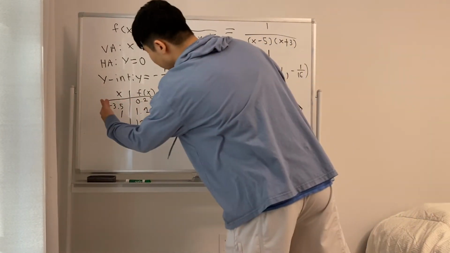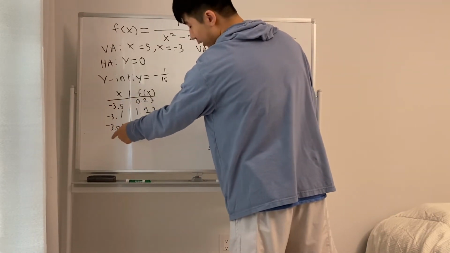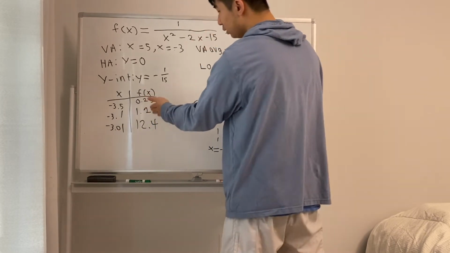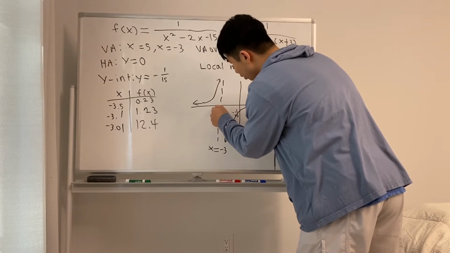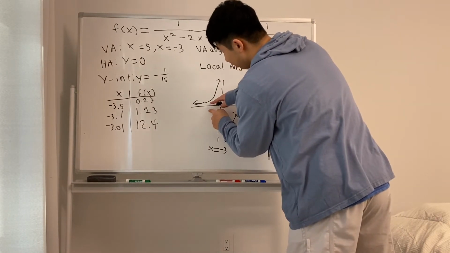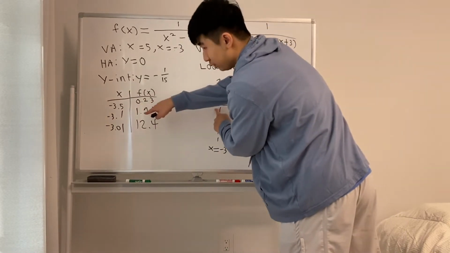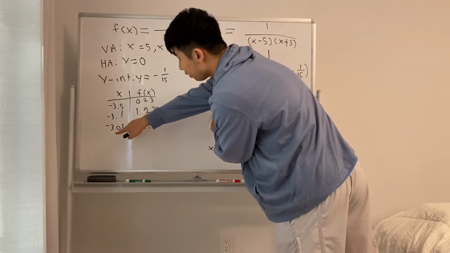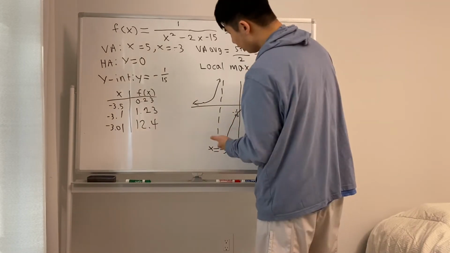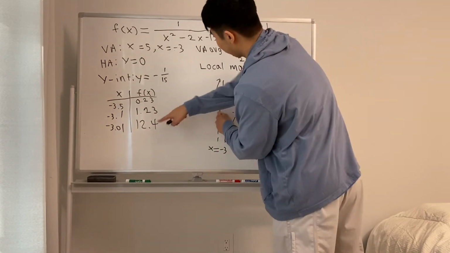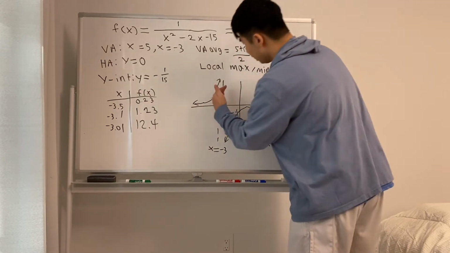So notice how as we get closer to -3, each value for f at x increases. That makes sense. At -3.5, so maybe about here, this is supposed to be 0.23. At -3.1, that's a little closer to -3, so we're going to move here. 1.23, the value is greater. And at -3.01, that's almost touching -3, but it's not going to touch -3 because of the vertical asymptote. It's 12.4. And as you can see here, it's going up. So that's how we know the behavior of the function is like this.